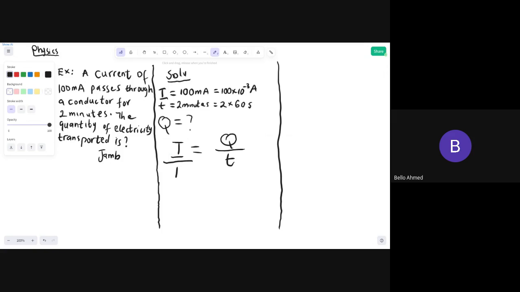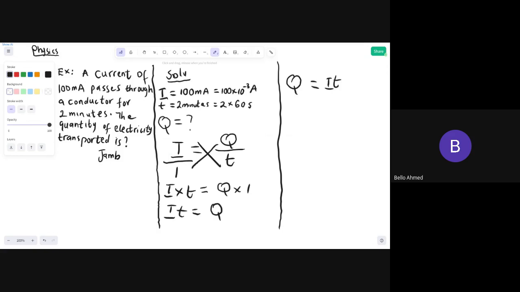So I will just use cross multiply, which is the scissors method. I will multiply I by T and 1 by Q. So I times T equals Q times 1. That will be IT equals Q. Now that means my Q will be equal to IT, because IT is equal to Q, then Q is equal to IT.